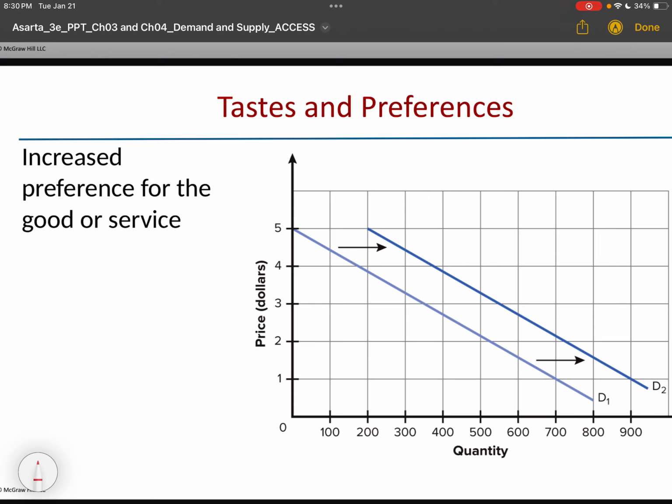Tastes, right? People's tastes for certain goods may change as they age. For example, maybe people become more lactose intolerant, so their demand for dairy products will shift to the left. Do you see that? Because their tastes have changed.